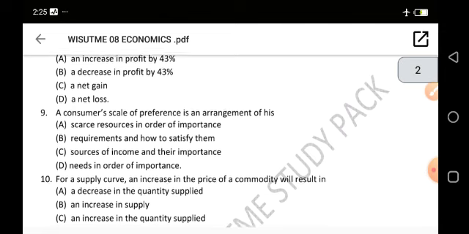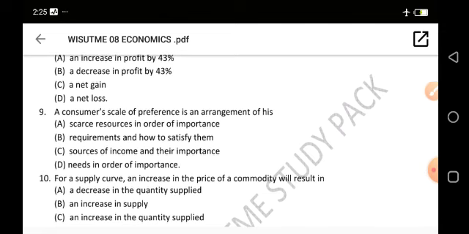That will take us to question 9. In question 9, it said a consumer's scale of preference is an arrangement of its... If you remember, I believe this is a grade 10 topic when you were being introduced to economics, the SS1 topic where we talk about scale of preference. Your scale of preference is the arrangement of your wants in order of how important they are to you.